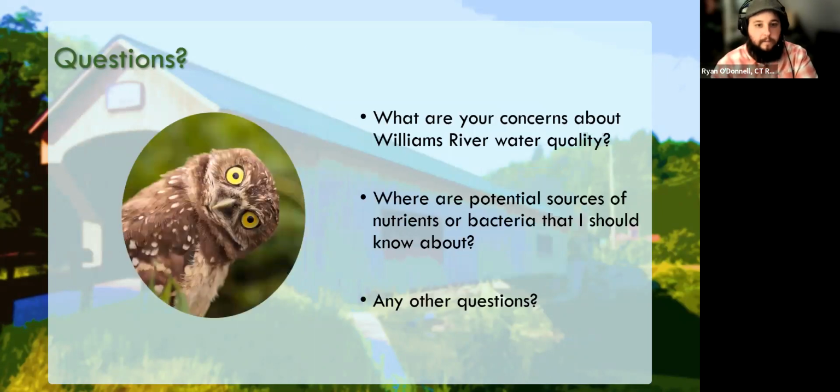So in addition to answering any of your questions, these presentations are a great opportunity to hear your concerns, you, the local people, what your concerns are about the Williams River, and any other potential sources that I should know about, to consider monitoring above and below. And of course, I'm happy to answer any other questions.